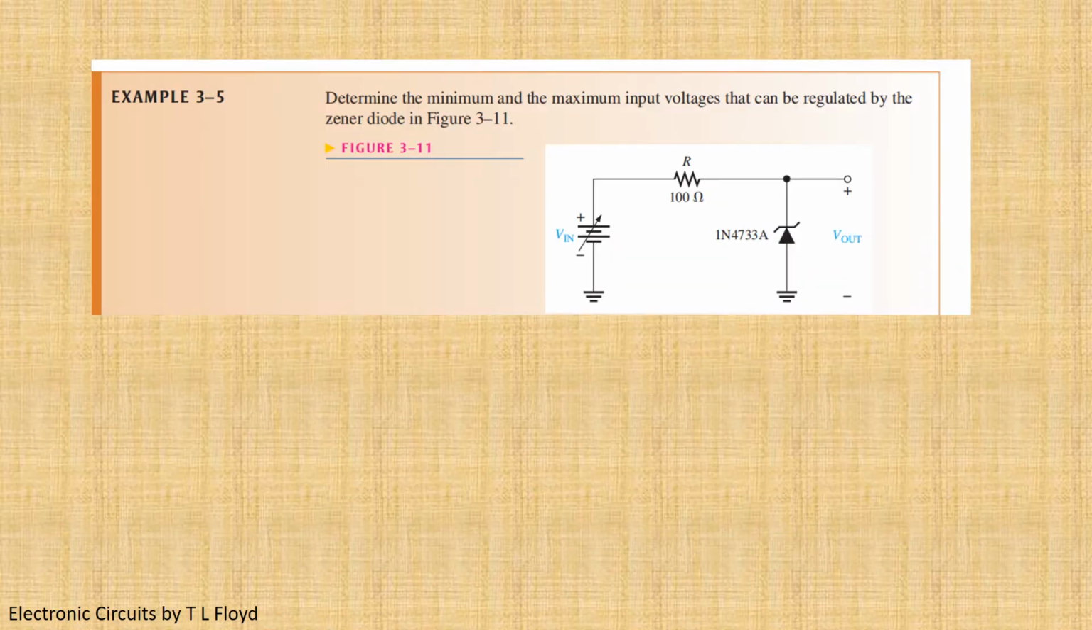This problem asks us to determine the minimum and maximum input voltage that can be regulated by the Zener diode. So how will you solve this problem? Here you will have to vary the input voltage and try to measure the current in the resistance, that is 100 ohms. Based on that you will get the voltage regulation offered by the Zener diode.